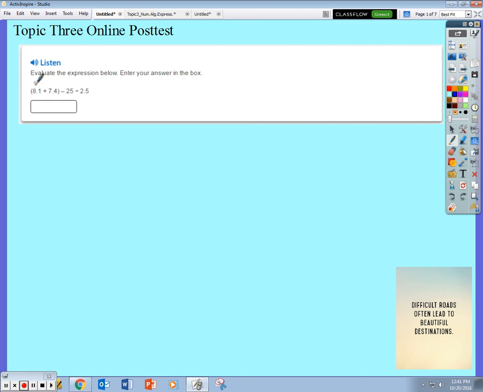It says evaluate the expression below, enter your answer in a box. So obviously I'm going to enter the answer in a box because we're doing it online, but it says evaluate. So there's the key verb, evaluate, and I'm evaluating an expression. I'm just going to rewrite this down here. So we have 8 1/10 plus 7 4/10 minus 25 divided by 2 1/2.